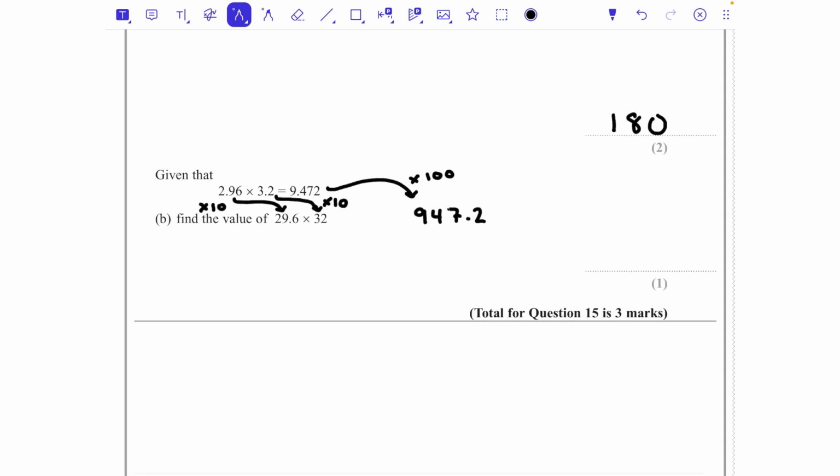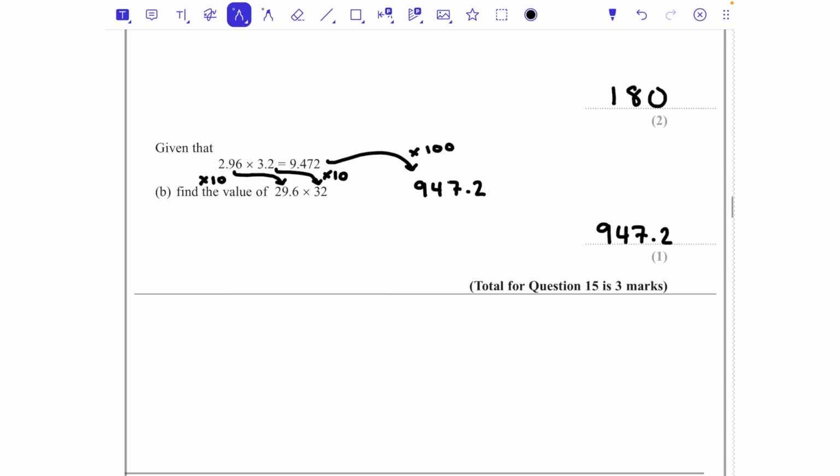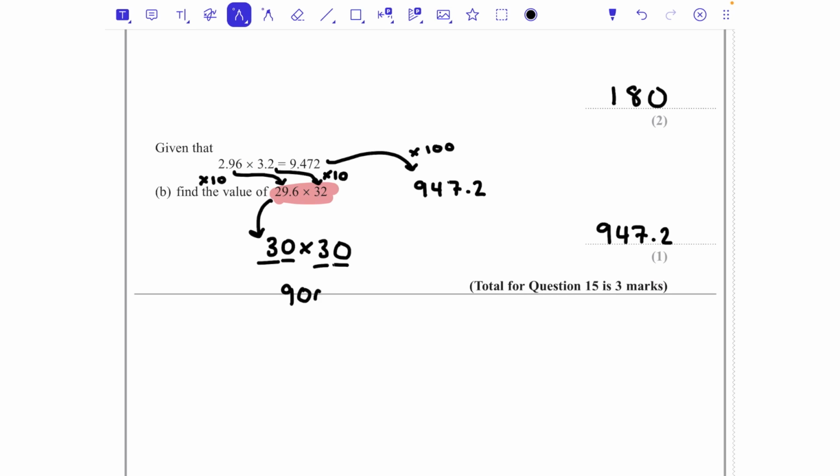The other way of doing it is to estimate and say, just as we did for the question above, look at this question and say, okay, well, what is that roughly? And it is roughly 30 times 30. Now, 3 times 3 is 9, and then adding the 0, making it 10 times bigger twice, is 900.